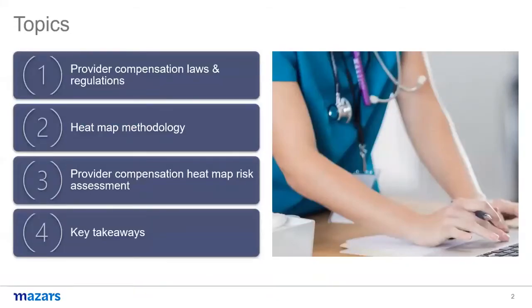Physician compensation arrangements are highly regulated, and when they're out of compliance, the consequences can be catastrophic to an organization. Performing a risk assessment of your provider compensation contracts is key to maintaining compliance. I was first introduced to heat map methodology when I was in external audit. We often use this when mapping out risks associated with internal controls. I decided to take that same concept and apply it to provider compensation arrangements.